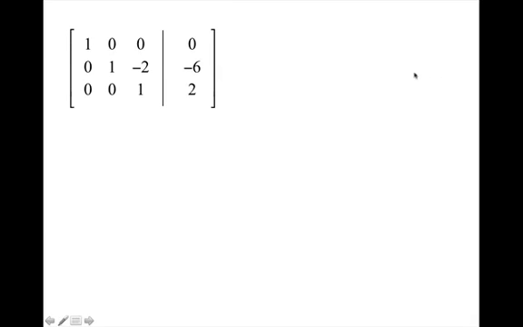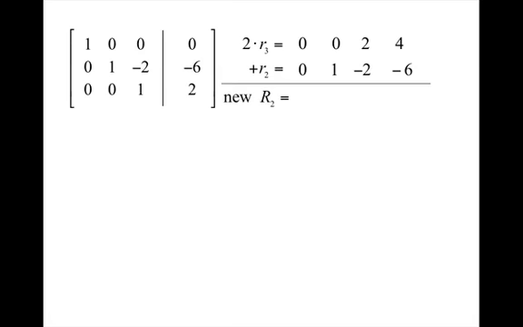Now for my final step, I need this -2 to become a 0. So change its sign to a +2 and multiply by the 1 that's in row 3. Well, 2 times row 3 gives me 0, 0, 2, 4. I'm wanting to change row 2, so I add row 2, which is 0, 1, negative 2, negative 6. This is going to give me my new row 2.